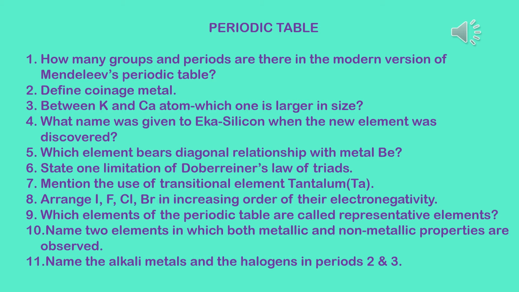Question number 5. Which element bears diagonal relationship with metal Be? Answer is aluminium, Al. And what is the full form of Be? I think you know. Then also I am telling, that is beryllium. Question number 6. State one limitation of Doberanier's law of triads. Answer. C12, N14, O16 do not form any triad. So this is the limitation of this law.